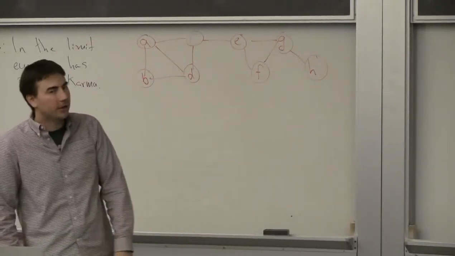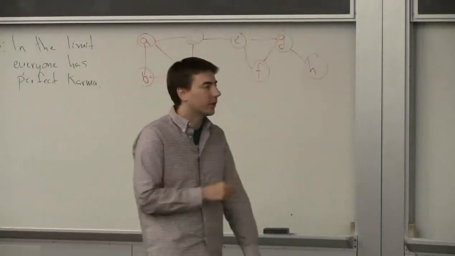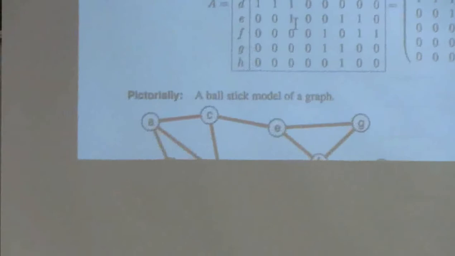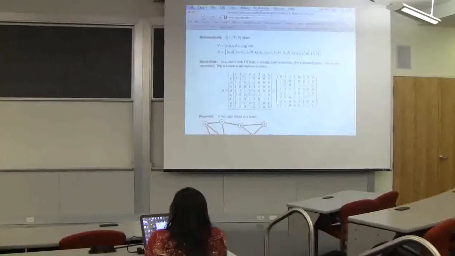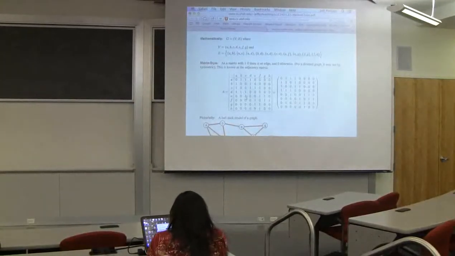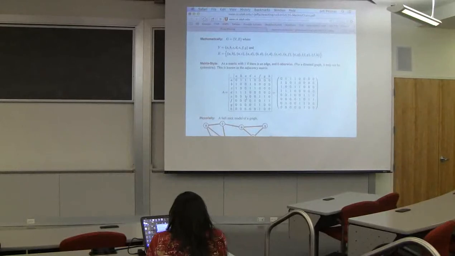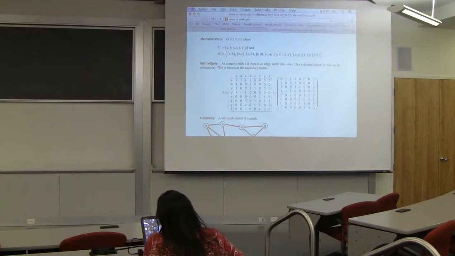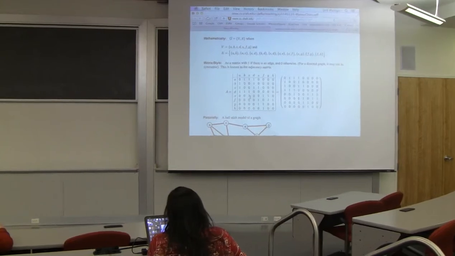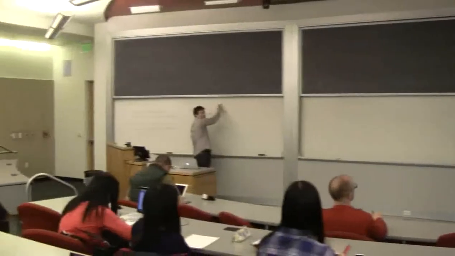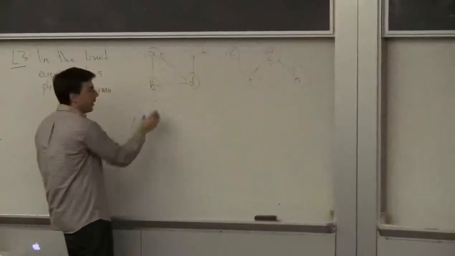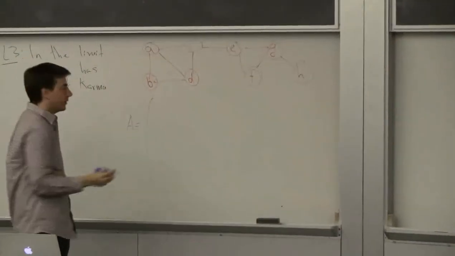But the second way you could think of a graph, which is going to be important, is to think of the graph as an adjacency matrix, right? So what we're going to do here is to have this matrix A, where, if you think of these as being in order from A to H, the first column tells you the other nodes which A is connected to, right?